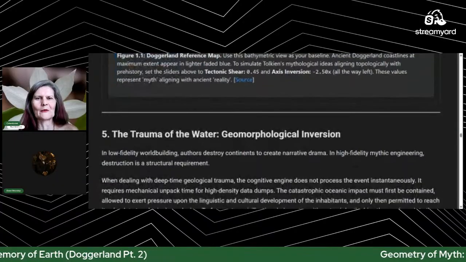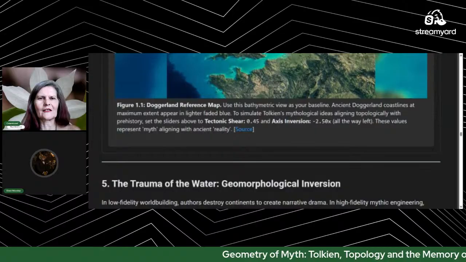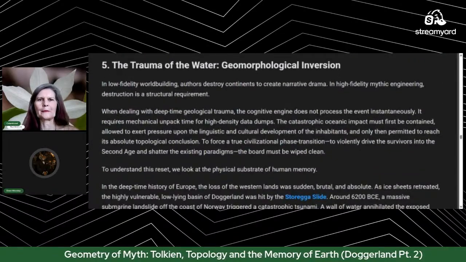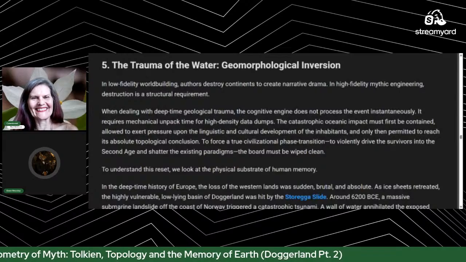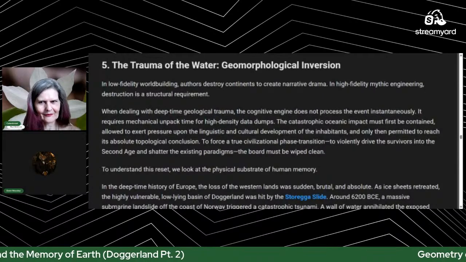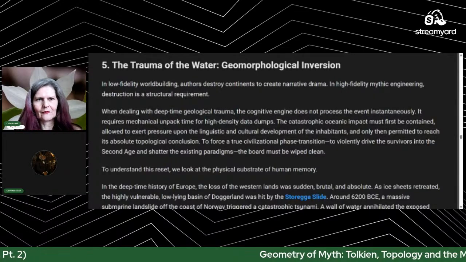That was really awesome that you made that. And point five here, the trauma of waters, geomorphological inversion. In low fidelity world building, authors destroy continents to create narrative drama. In high fidelity mythic engineering, destruction is a structural requirement.